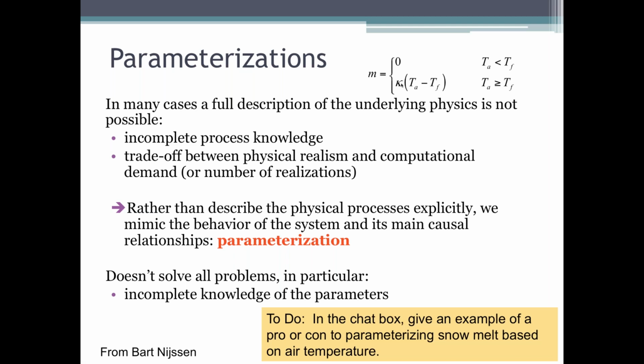So in the chat box, give an example of a pro or a con to parameterizing snowmelt based on air temperature. You can just write pro and then type something, or con and type something.